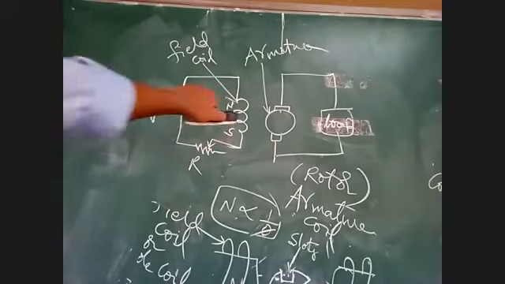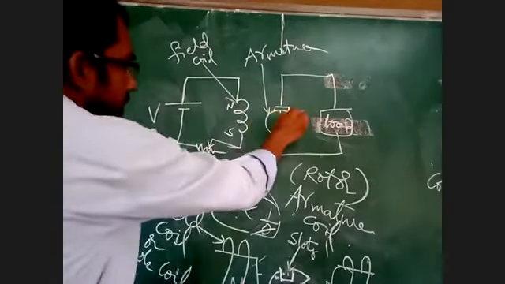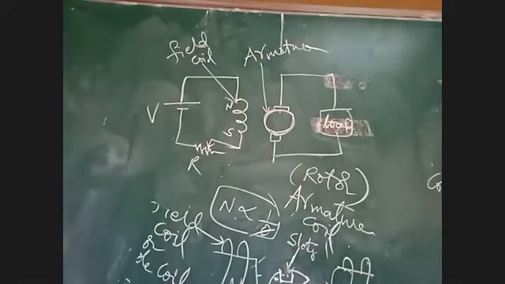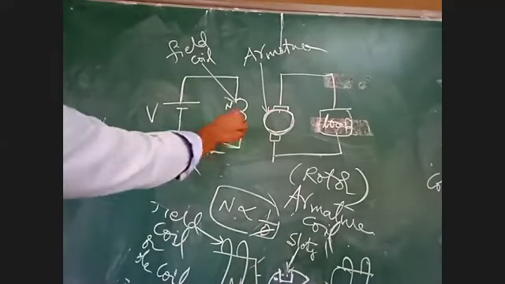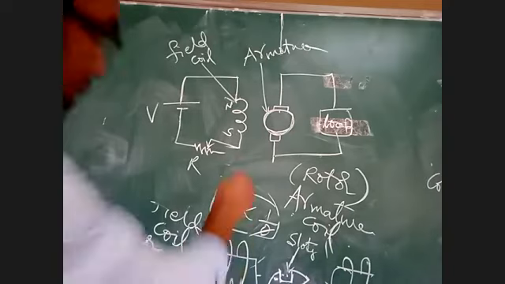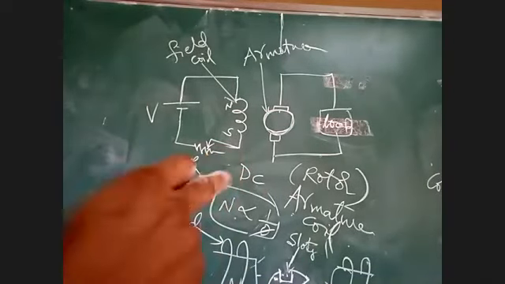This is one winding. Where is another winding? In the armature. Armature is the rotating part, rotor. This field coil is stationary in DC machine. But in AC machine, field coil is rotating. Remember the difference. This is the DC machine. In DC, field coil is stationary and armature is rotating.